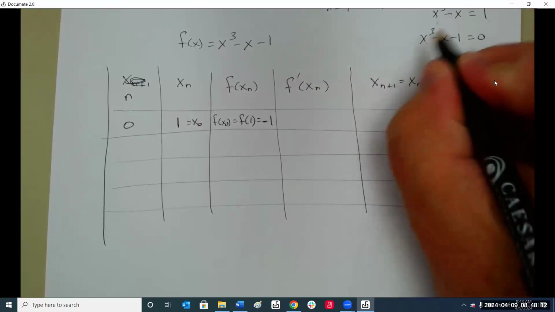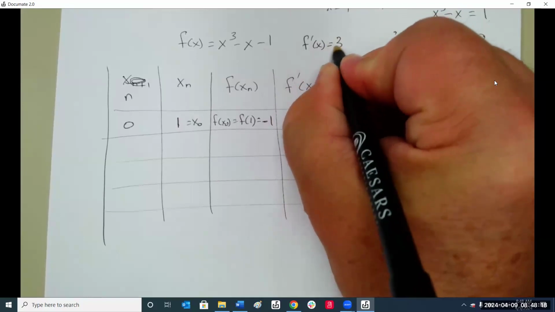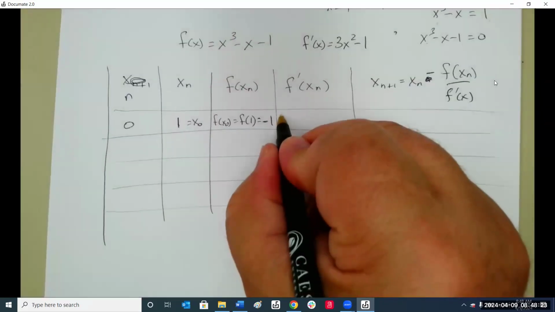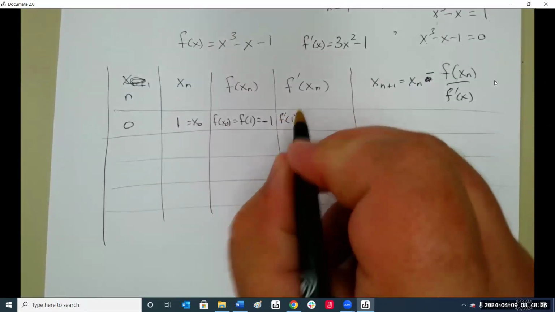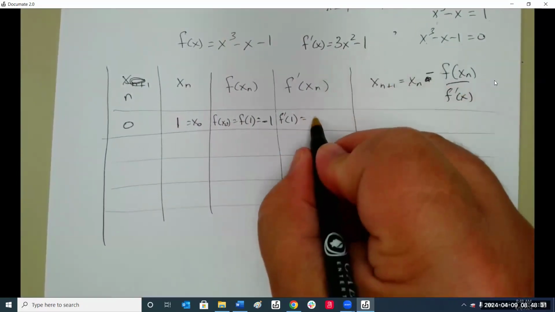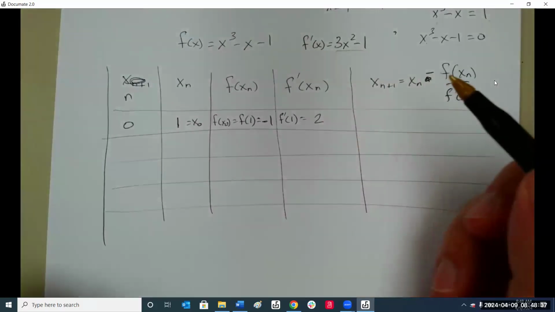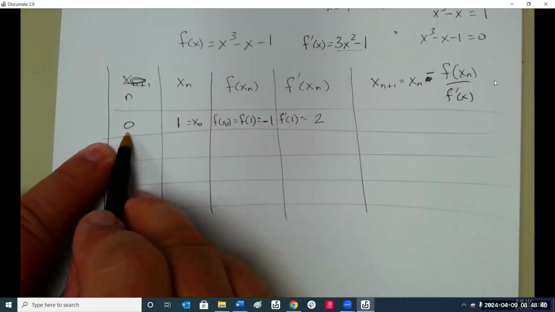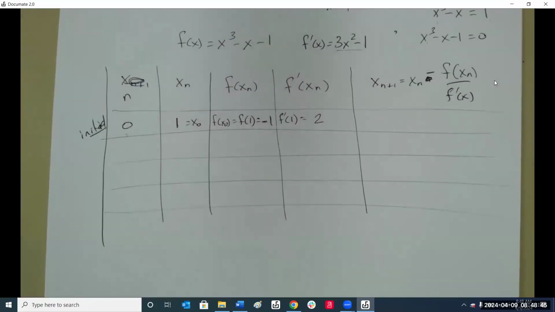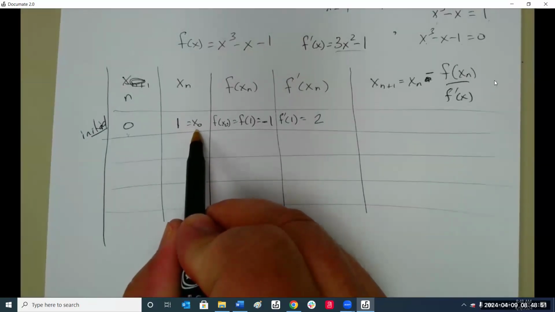And the derivative of this thing, so this is f of x, so we have to know the derivative, which is 3x squared minus 1. So the derivative at x sub 0 is 1. So we have 3 minus 1 is 2. We plug it in there. Because n is simply my counter. This is my initial guess. So that's my x sub 0.